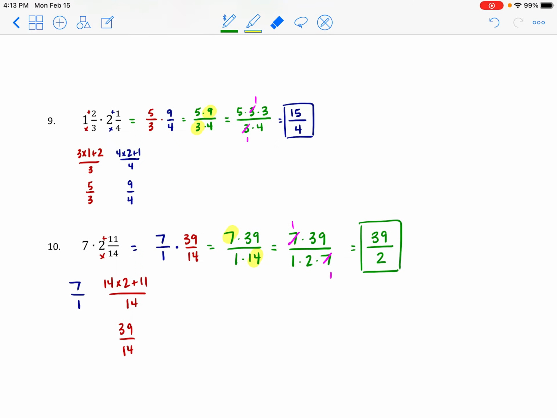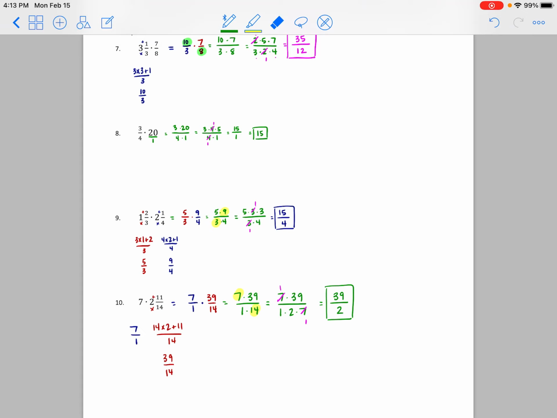And the great news is the calculator will do all of this for you. So by all means, use your calculator to assist you in this work, and at the very least, to verify or check your work. Because as we know, we make mistakes.